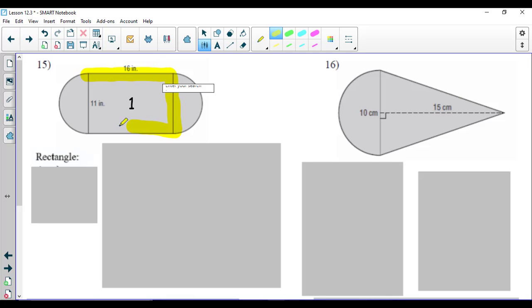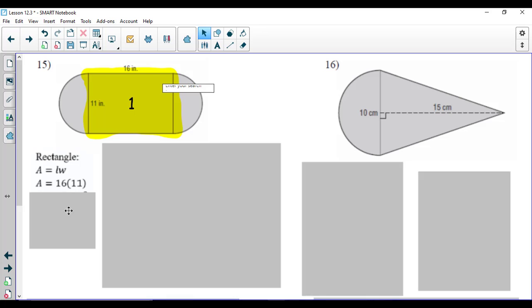It has dimensions 16 inches by 11 inches. That's going to be our length and our width. And the area of a rectangle we know is either length times width or base times height. So we'll take 16 times 11. That will get us 176 inches squared for region 1.